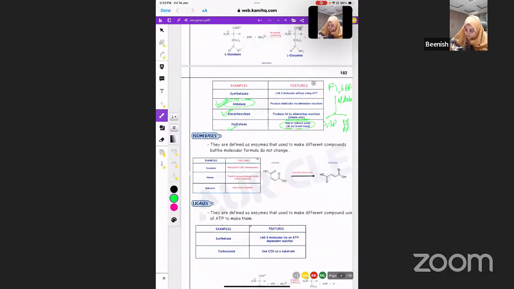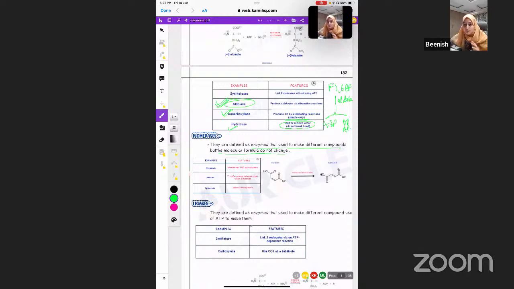Now moving on to the next class, isomerases. Isomerases are identified as enzymes that are used to make different compounds, but the molecular formula does not change. So the molecular formula is not going to change. It is only going to catalyze isomerization reactions. Okay, for example, from glucose 6-phosphate to fructose 6-phosphate. So what is happening? Your glucose is changing into fructose. So the molecular formula both for glucose and fructose is the same, but what is changing?